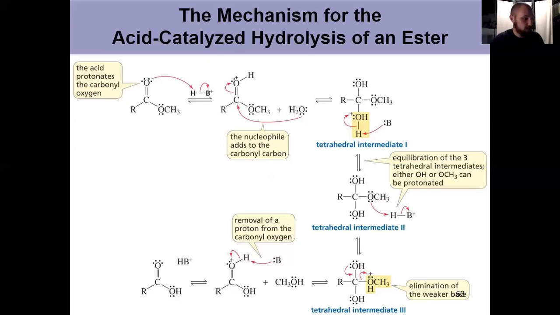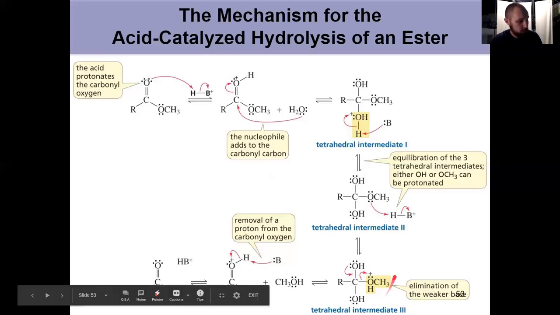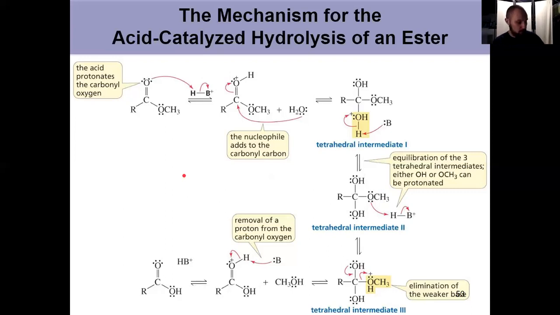Once I'm in tetrahedral intermediate 3, the collapse of that intermediate takes me over to my protonated carboxylic acid. Deprotonate that, and then I get the carboxylic acid product. Had I gone back up here to tetrahedral intermediate 1 and collapsed, that would just take me back to my reactants, and I start all over again.